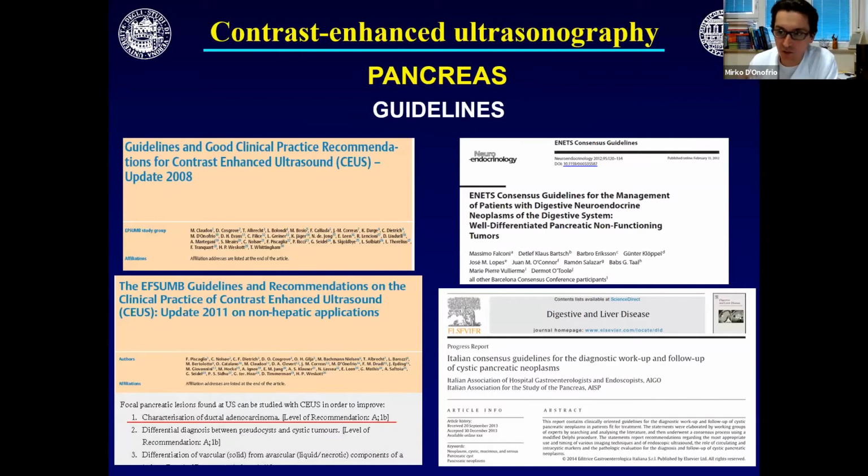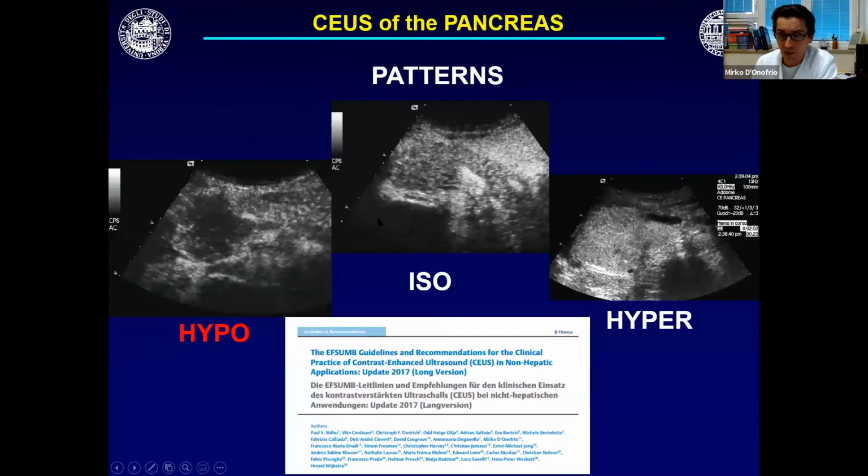Inside the imaging methods, we also have contrast enhanced ultrasound. And this is from our Italian consensus guidelines for the workup and follow-up of cystic pancreatic neoplasms. And inside, once again, there is the use of contrast with ultrasound. This is a new recommendation from the EFSUMB guidelines.